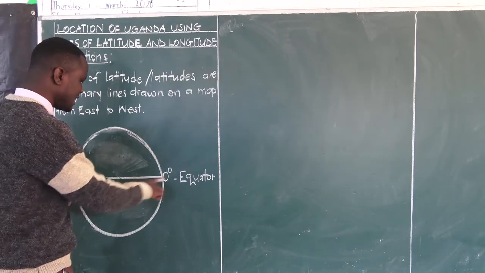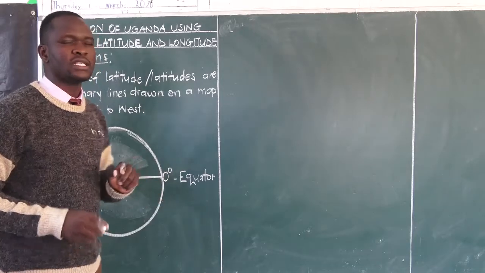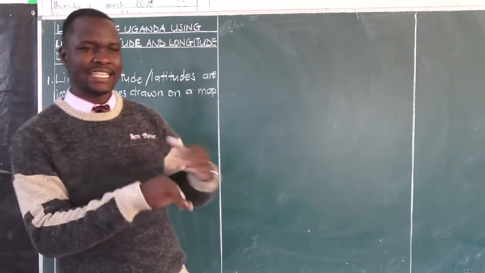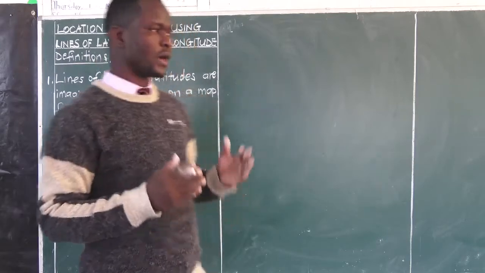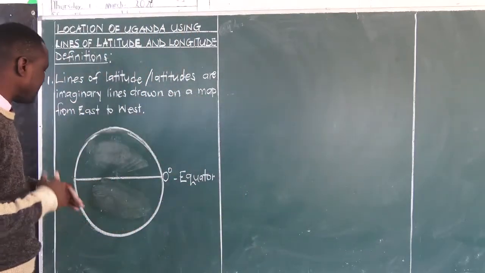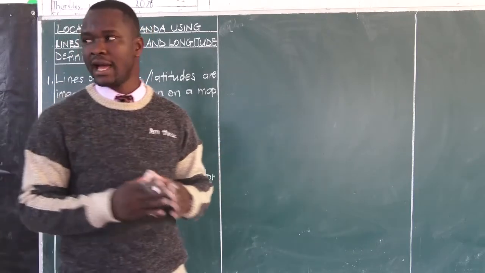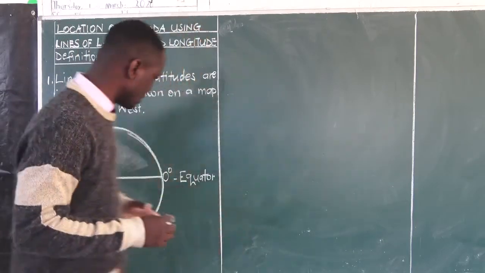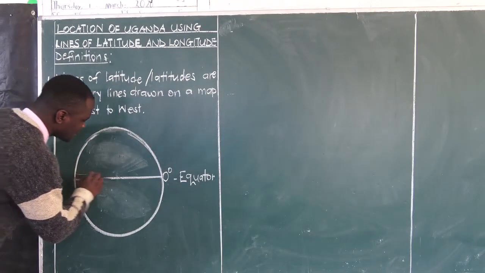Why is this line marked 0? So, this line is marked 0 because it is the starting line from which other lines are measured. Or you can simply say it is the beginning, or the starting line for measuring other lines of latitude.